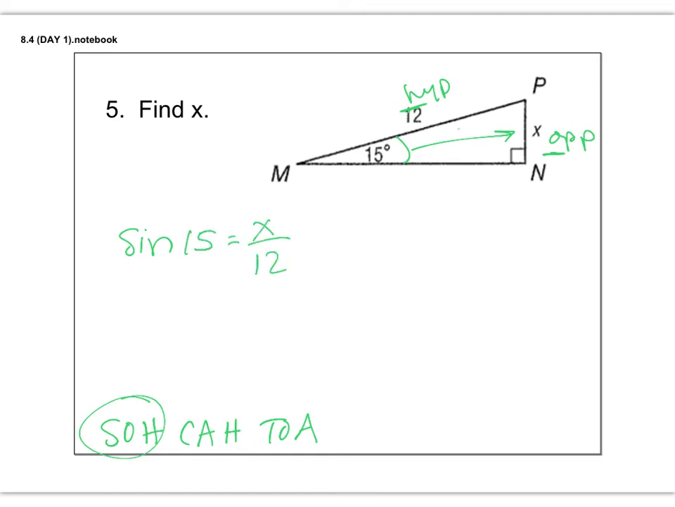Notice we don't say sin. Even though it's abbreviated, we still say sine. Multiply both sides by 12. Type it in your calculator, 12 times sine 15, and your answer should be 3.11. There's no label, so you can be done.